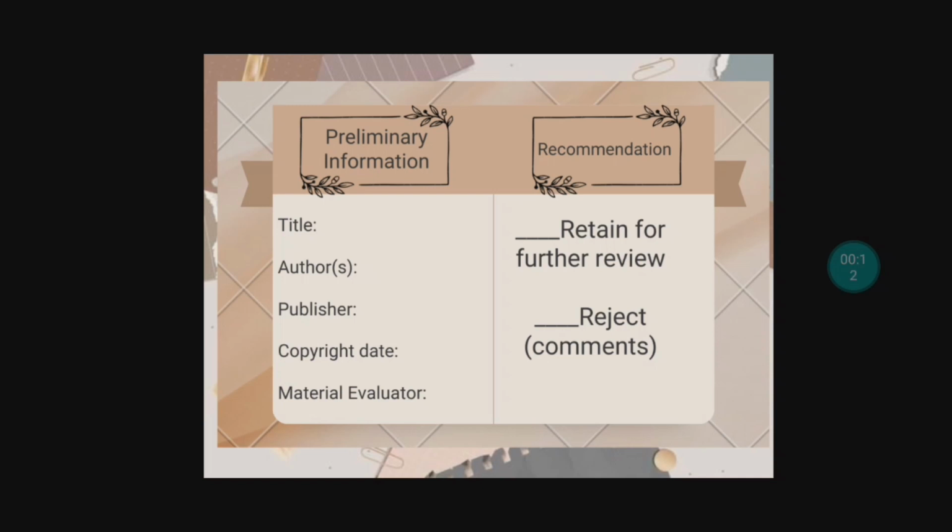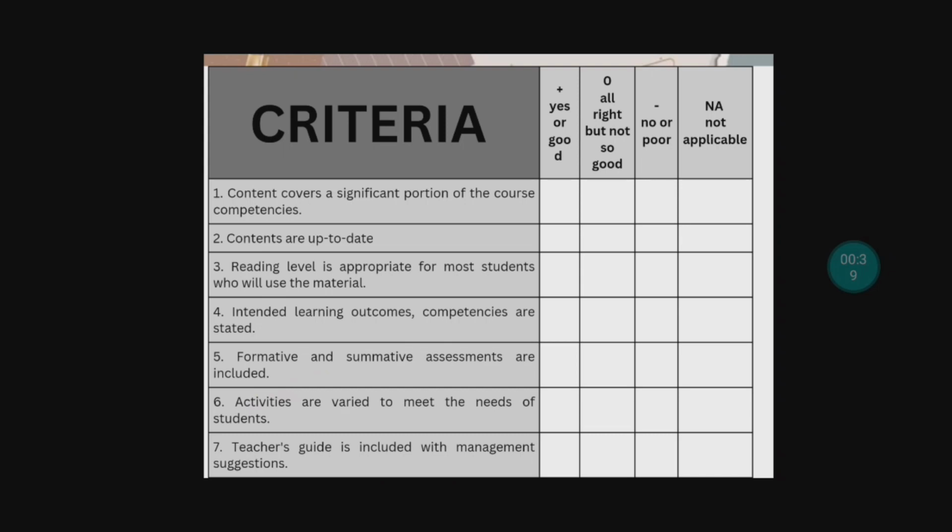So, here's an example of an instructional materials review form, which was adapted from Patterson and Marvin of Florida State University in USA. Here, there is preliminary information which includes the title, the author, the publisher, the copyright date, and who the material evaluator is. And here are the criteria or standards in using Scriven's consumer-oriented evaluation.